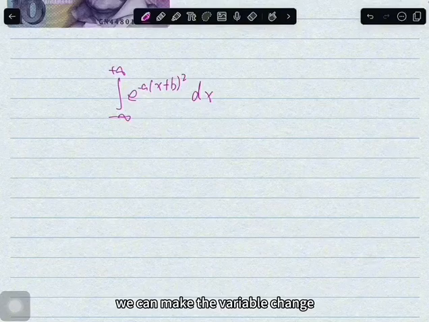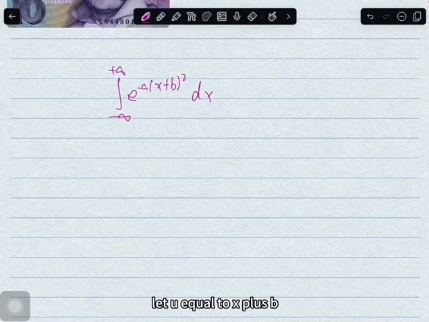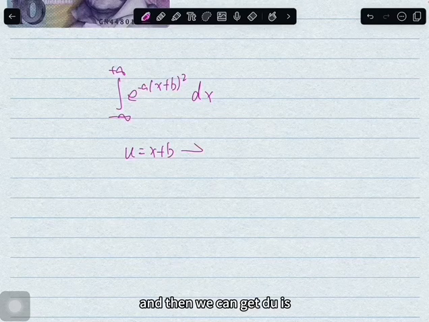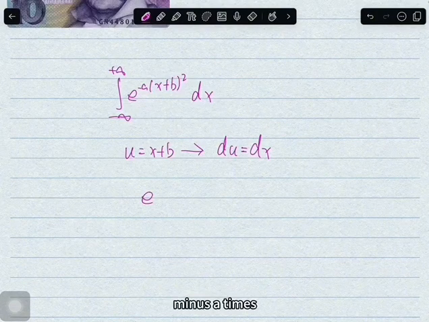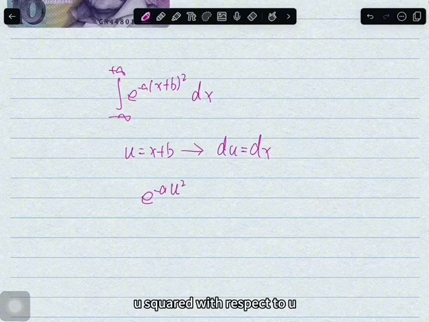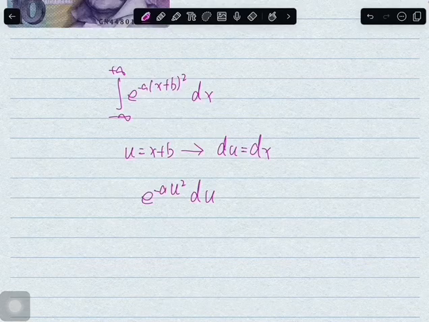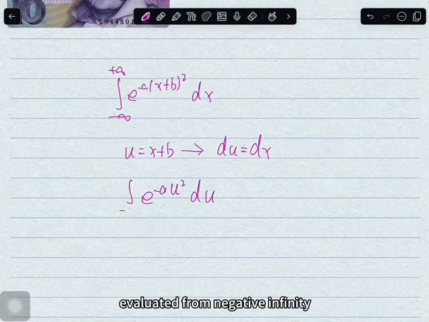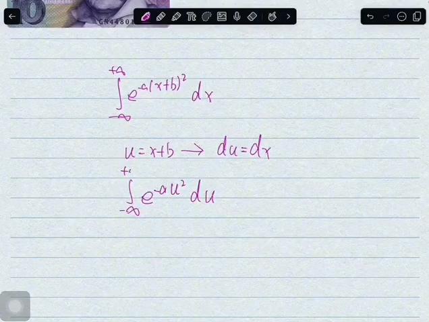We can make a variable change. Let u be equal to x plus b. And then we get du equal to dx. So the integral becomes e to the power of minus a times u squared with respect to u, evaluated from negative infinity to positive infinity.